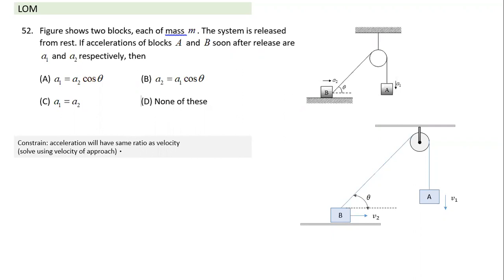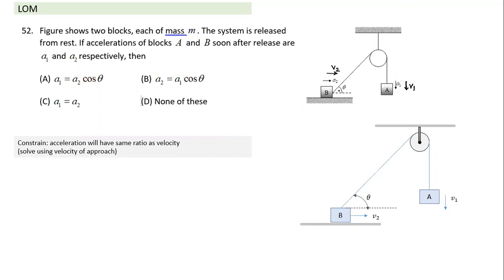Why are we going for velocity? Velocity is easier to understand. What is the relationship between them? If I take, rather than acceleration, this block soon after release, a little time after release, and this velocity is v1 and this velocity is v2, whatever relationship we arrive at between velocities, a similar relationship will exist between A1 and A2 for a time interval very soon after release, so that this angle theta has not changed much.